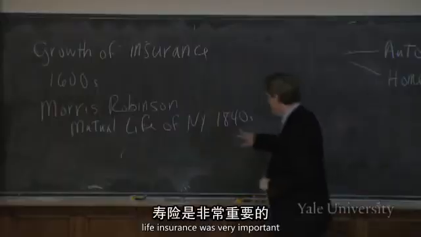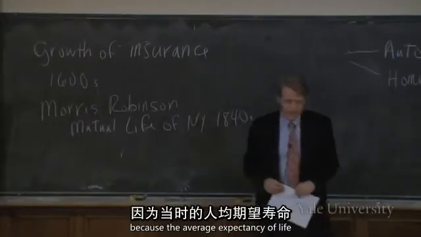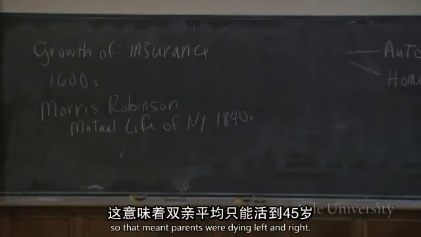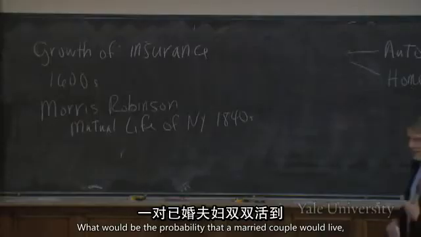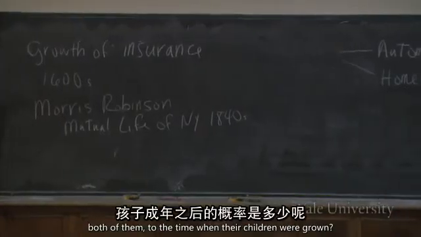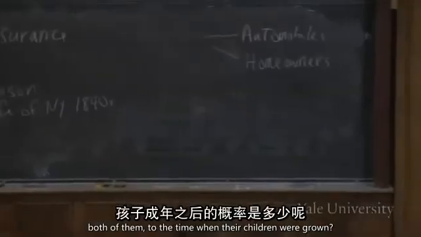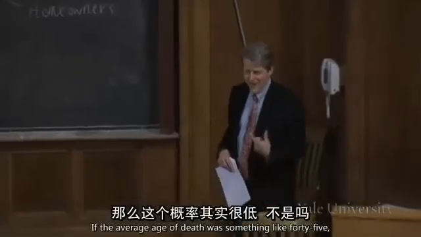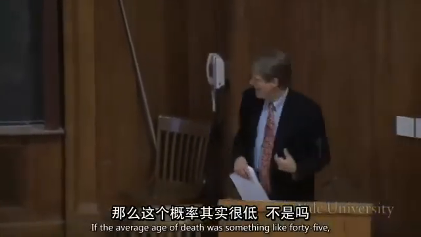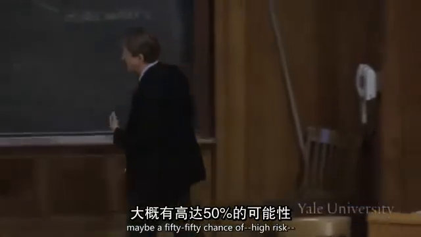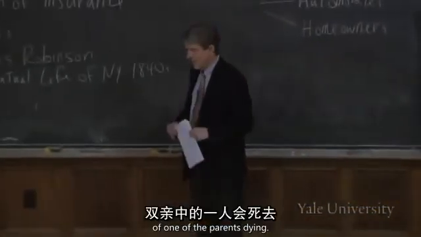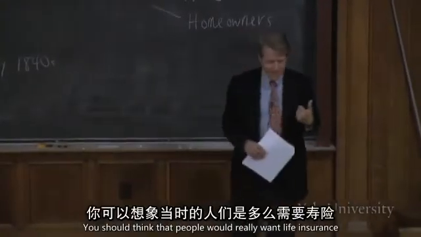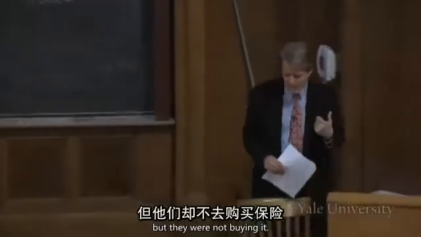Back in the 1840s, life insurance was very important because the average life expectancy was only something like 45 years. And so that meant parents were dying left and right. What would be the probability that a married couple would both live to the time when their children are grown? Well, it was fairly low, right? If the average age at death was something like 45, maybe a 50-50 chance, a high risk of one of the parents dying.